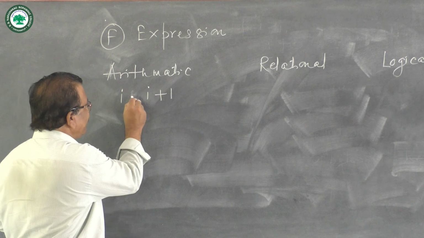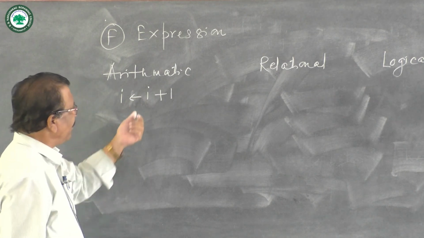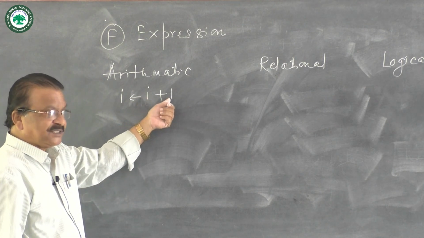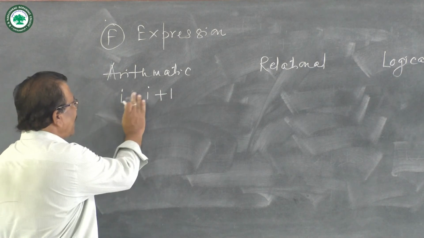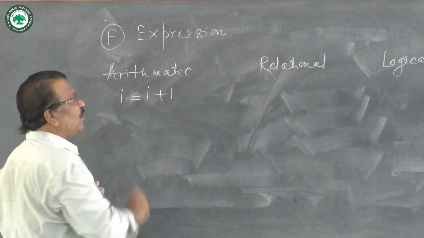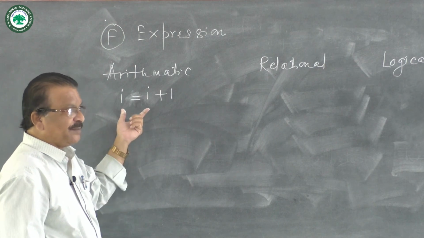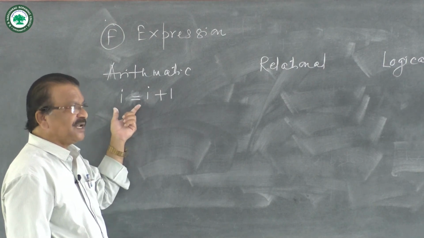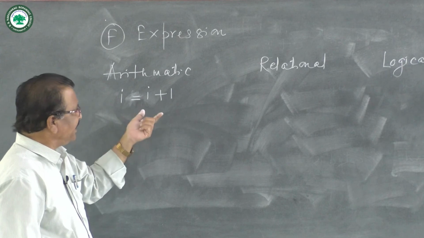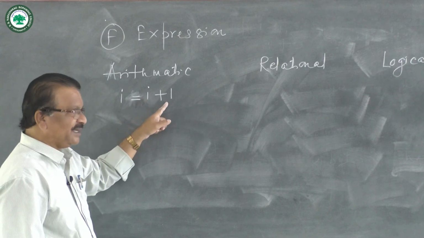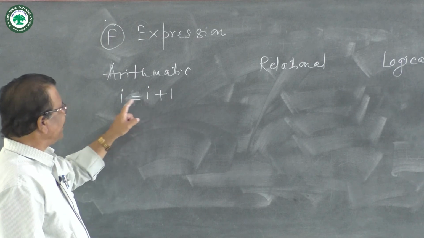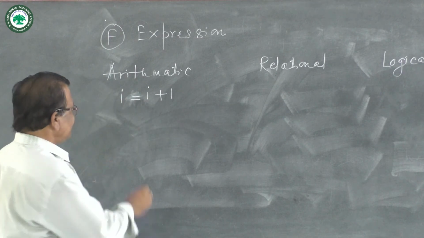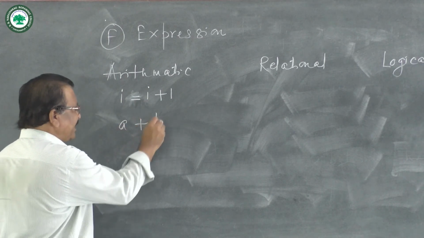So this is to be understood something like this. The value of I is incremented first by unity, and that new value is assigned to I by this equal to operator. So it's not true in mathematics, but in programming it's always true. The meaning is the value of I is incremented first on the right hand side, and then that value gets assigned to I.